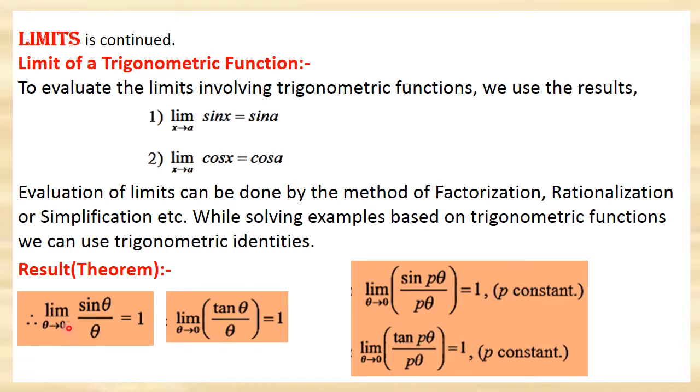Limit theta tends to 0, sin theta upon theta is equal to 1, and limit theta tends to 0, tan theta upon theta is equal to 1. And from this we can derive this result also, that is limit theta tends to 0, sin p theta upon p theta is equal to 1, where p is constant, because when theta tends to 0, p theta also will be tending to 0 only. So we can apply this limit as an application of this result. And limit theta tends to 0, tan p theta upon p theta is equal to 1, where p is the constant.